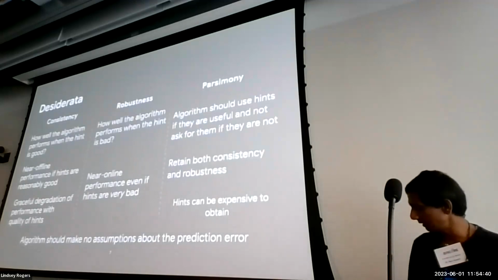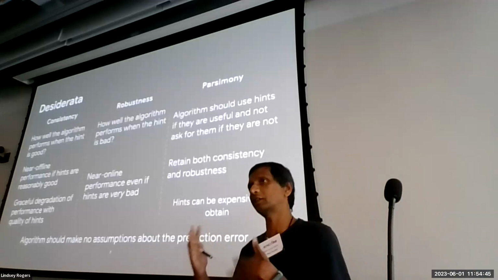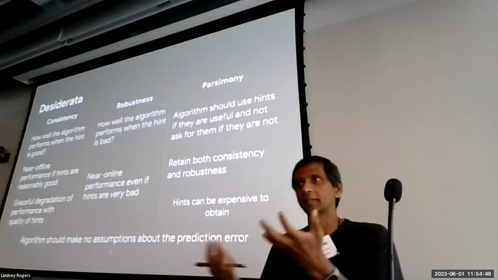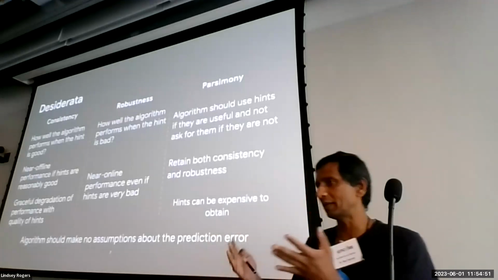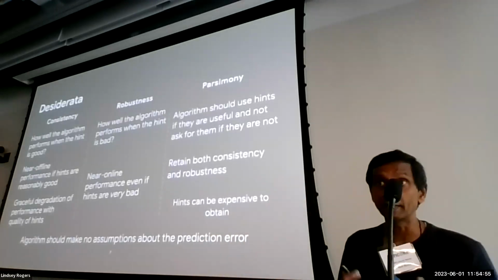Another important factor is that the algorithm should not make any assumptions about the prediction. It should not assume that the prediction has a certain property or that the prediction errors are of a certain kind and so on. So they should be oblivious to the kind of errors that the predictions can make.